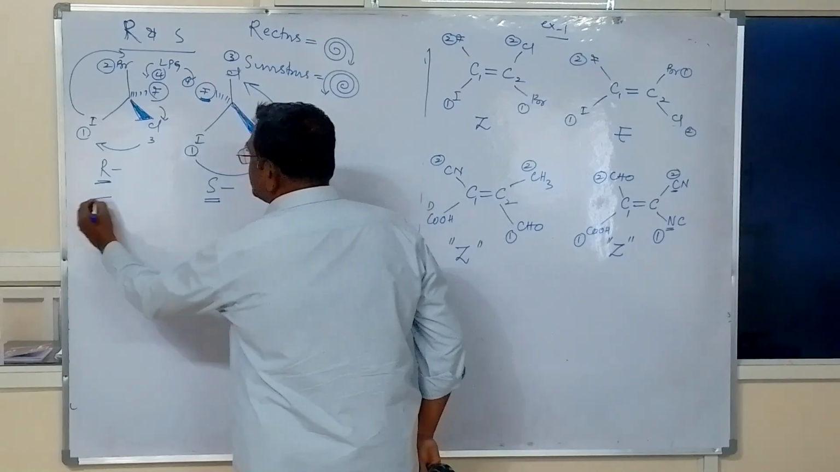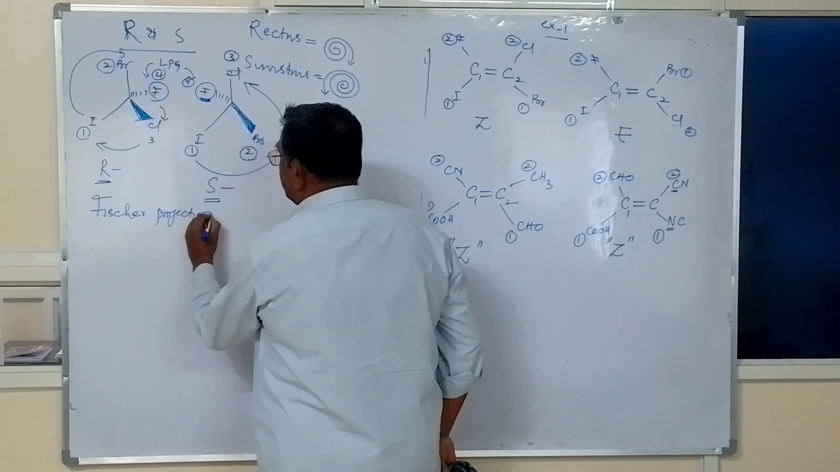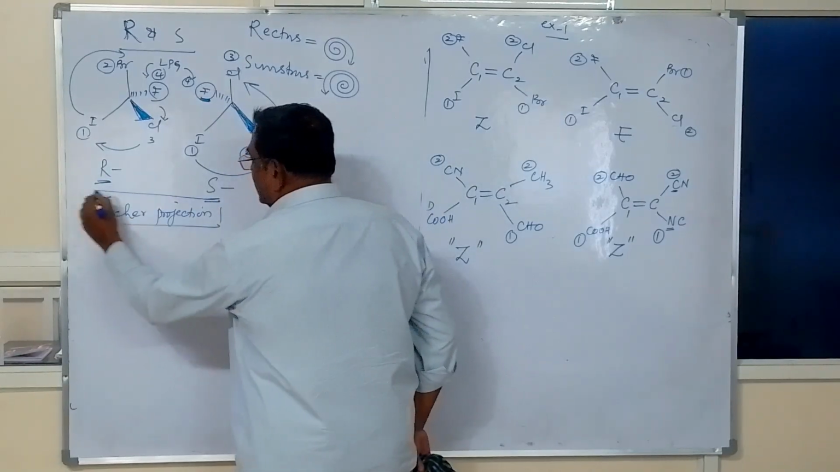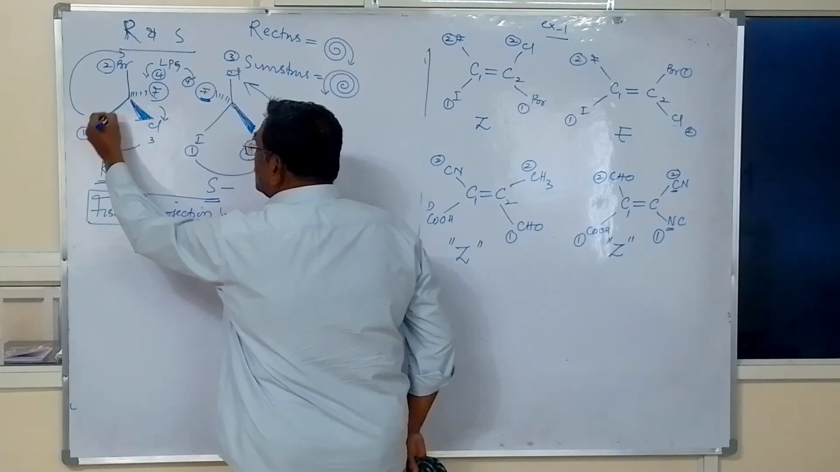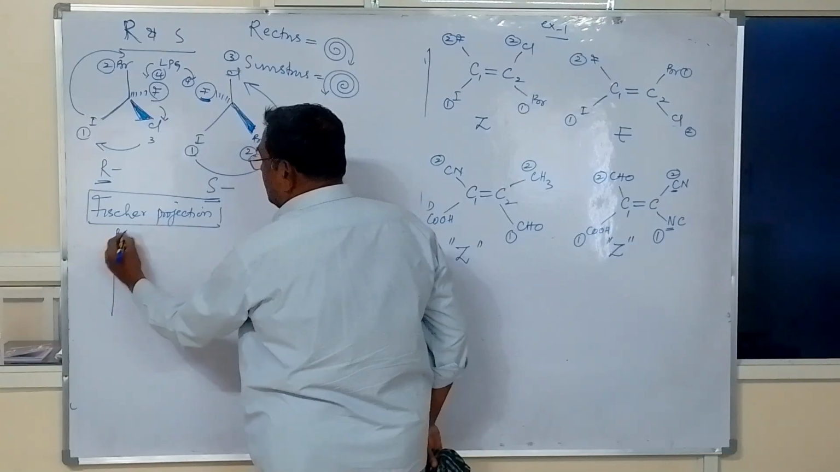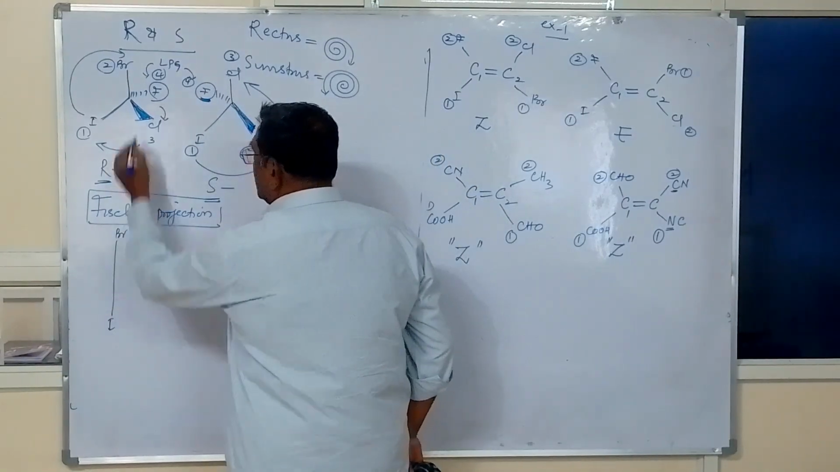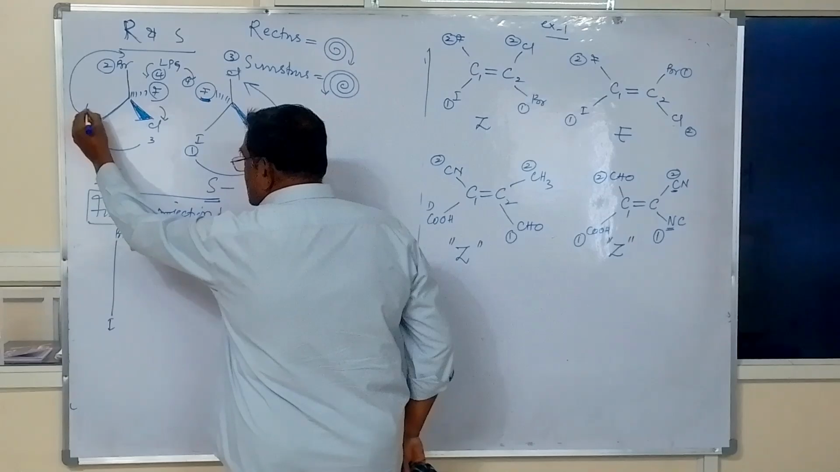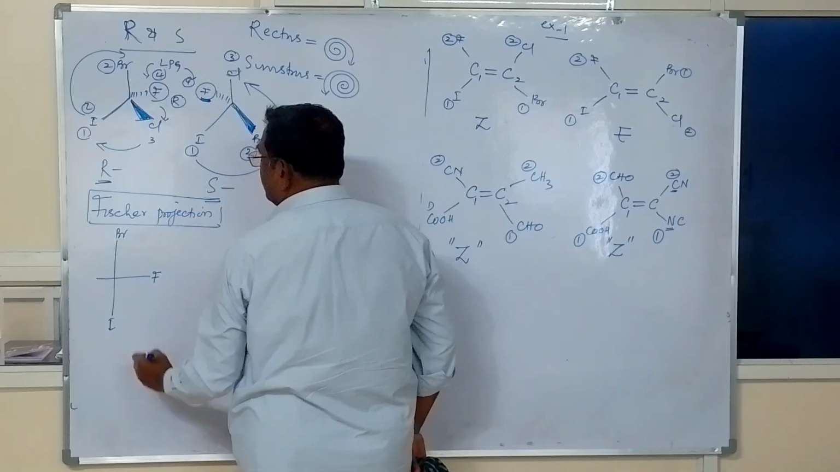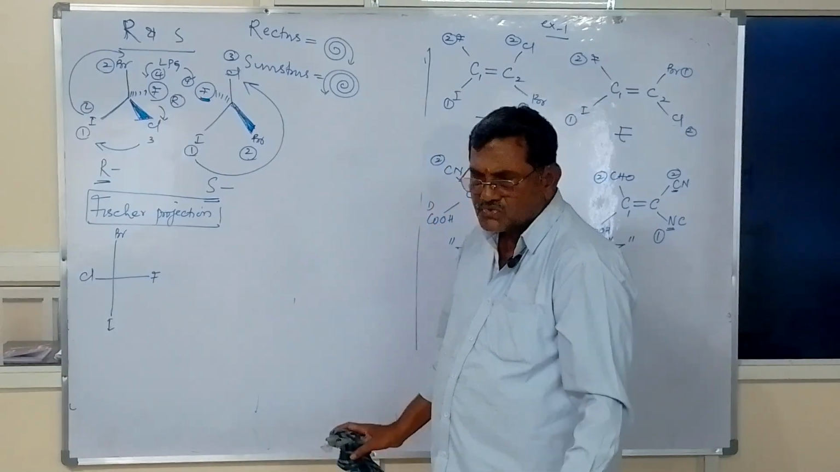It's based on the Fischer projection formula. We will write down its Fischer projection formula, then once again we will verify that. See, on the two-dimensional board, make a vertical line. This is bromine, this is going to be iodine. And next, whenever this is on the vertical line, this is going to be left side, this is going to be right side. Write down fluorine on right side and chlorine on left side. Now, nothing is to change here.